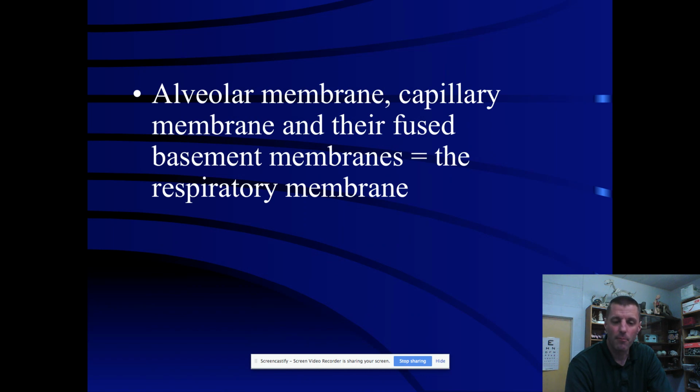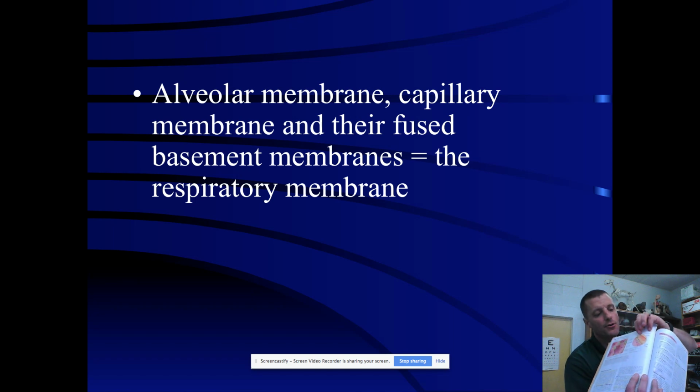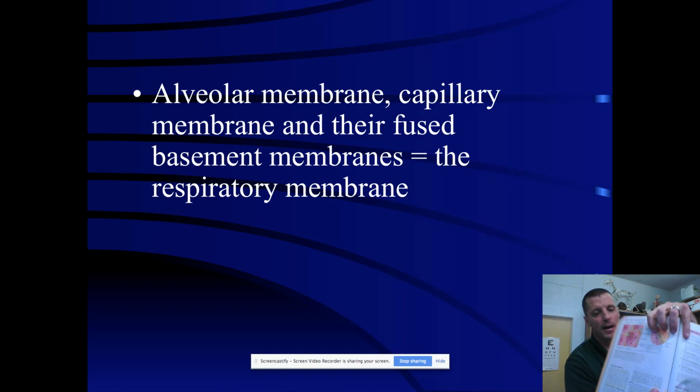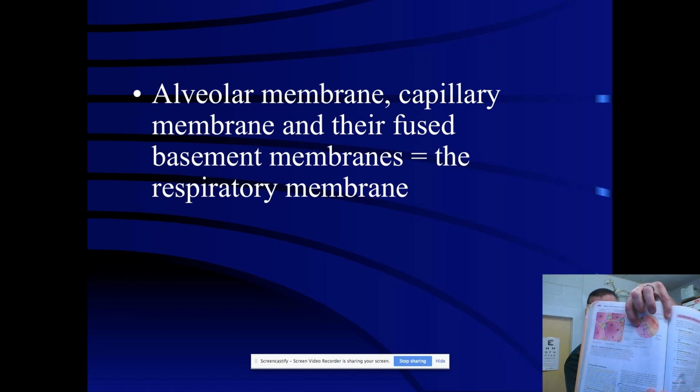The alveolar membrane and the capillary membrane and their fused basement membrane equal the respiratory membrane. So these things need to be side by side. And that is shown on page 390. And I would encourage you to look at this inset. On that inset, you can see on this side is the capillary, and then we have the membrane in between, and then we have the alveolar side on this side.